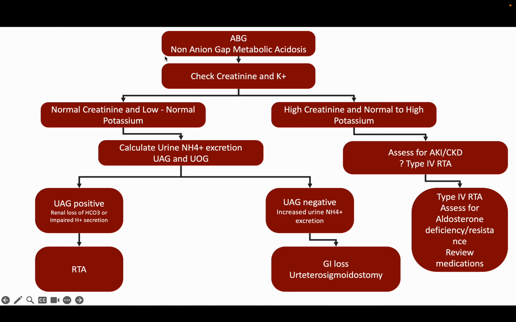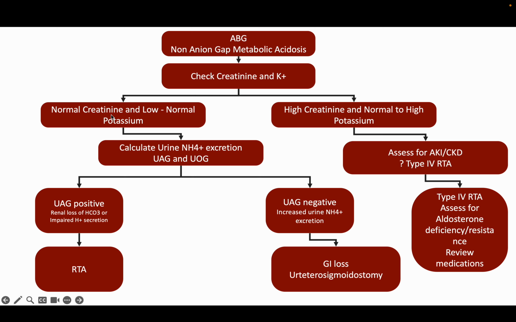Normal anion gap: check the creatinine and potassium. If high creatinine with normal to high potassium is there, go for AKI or CKD or type 4 RTA. If normal creatinine is there, you check the urine anion gap and ammonium excretion. If it is positive, it is suggestive of RTA. If it is negative, it is suggestive of GI loss.